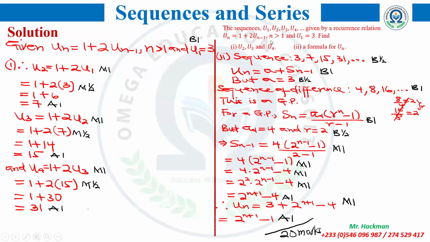All right. So now, we want to investigate whether it's an AP or a GP. For an AP, you should have a common difference between consecutive terms. 7 minus 3, obviously, will give us 4. And 15 minus 7 will not give us 4. So obviously, we know we are not dealing with an AP.